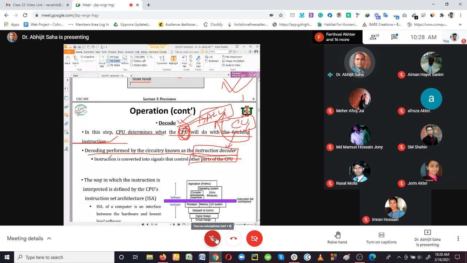So that is what the conversion is going to be done. The signal conversion is done by the instruction decoder. We are going to look at how the instruction decoder deals with the instructions in detail in the upcoming lecture.